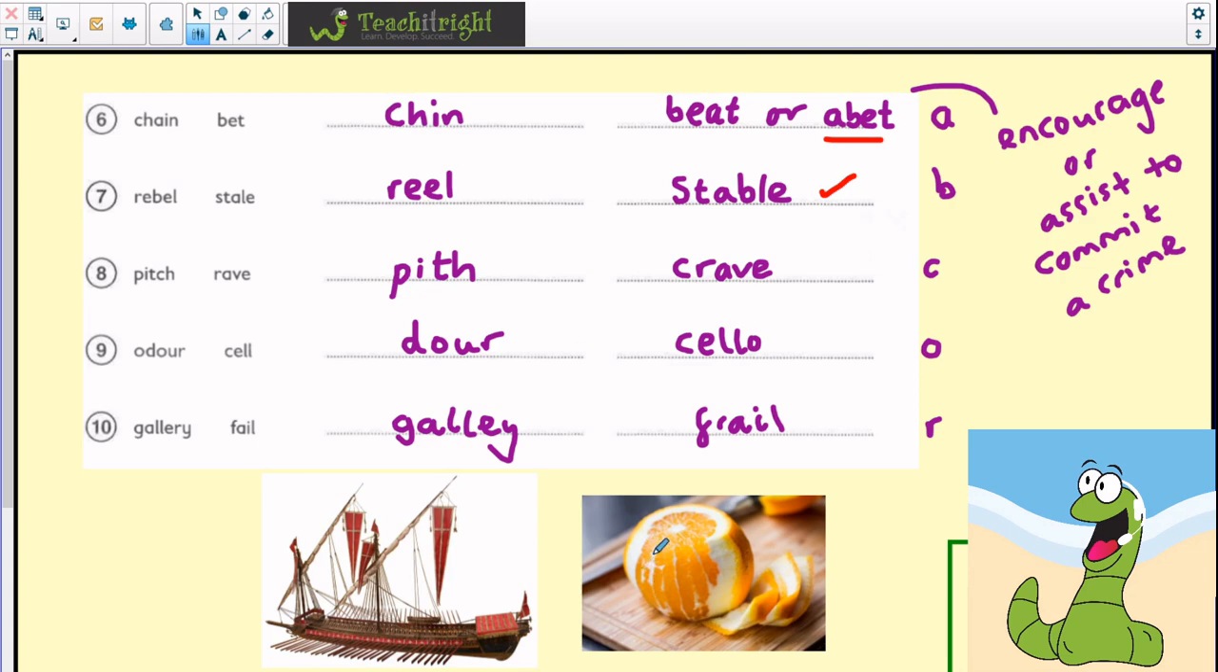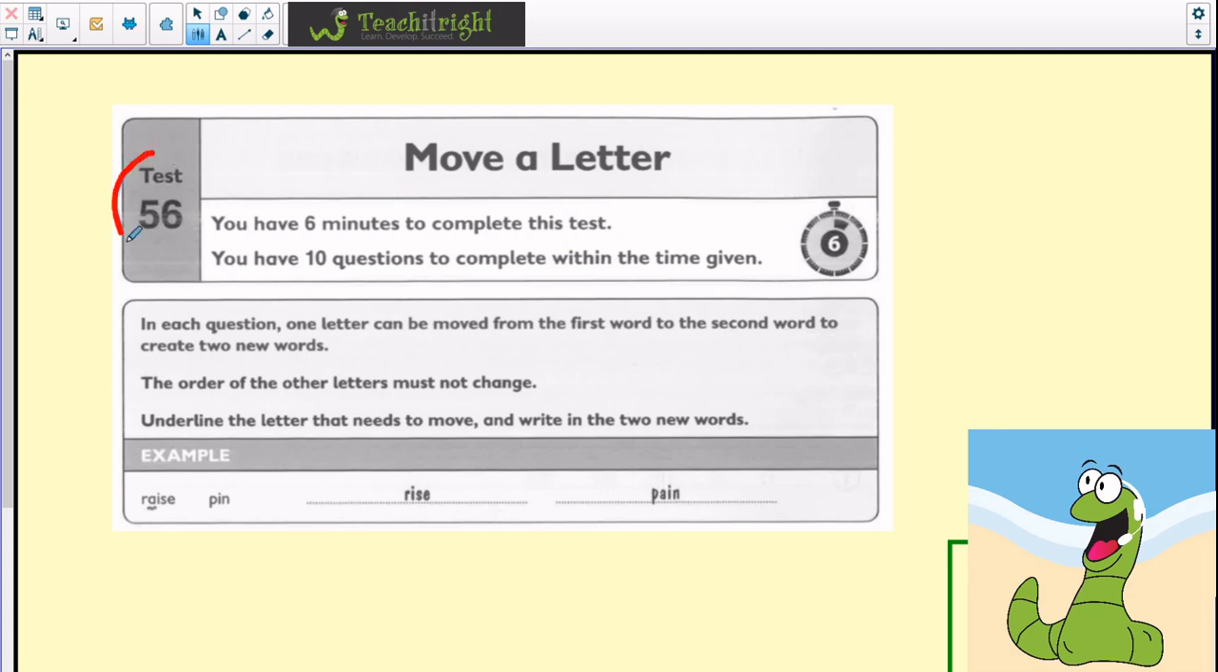Now the pith is the white stuff that you get on the outside of an orange. So if I just put a circle, you can see these white bits. We call that the pith. So that's the C that comes out there. Then we've got odour and cell, and that's dower and cello. And then we've got galley and frail. And a galley is like a rowing boat. Frail means to be weak. Hopefully you got that. And then we've got another set of these. So if we go to test 56, we've got some more move a letter questions.